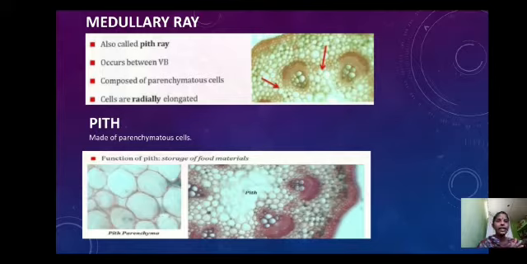The next is the innermost region. The innermost region is called the pith. It is made up of parenchymatous cells and the major function of pith is to store the food material.